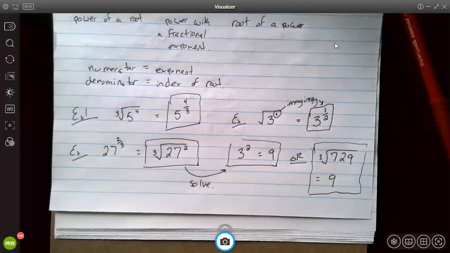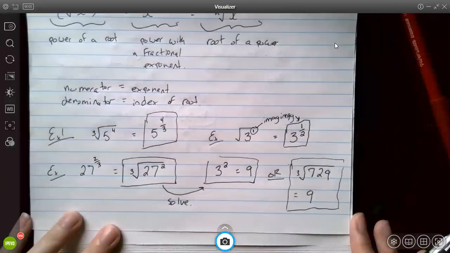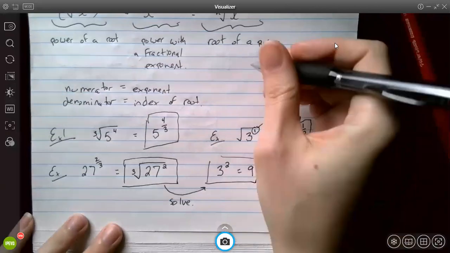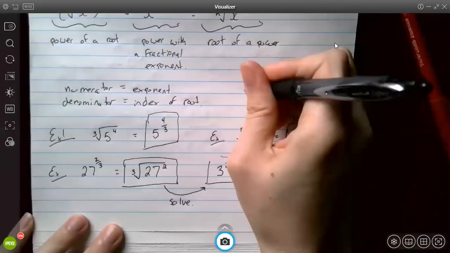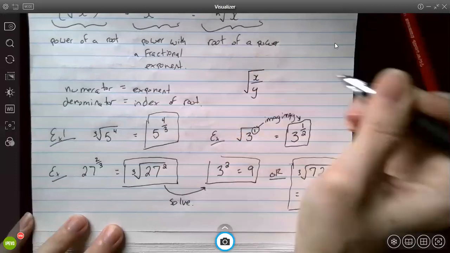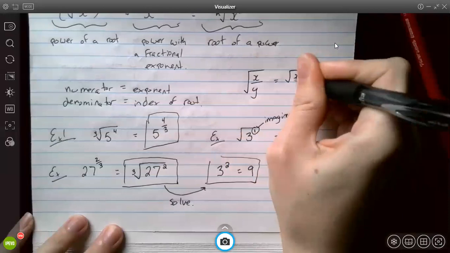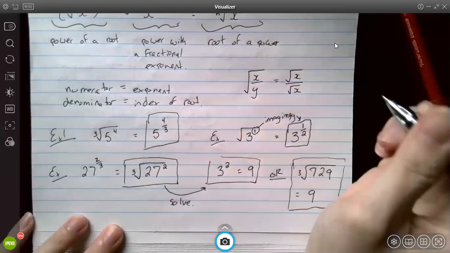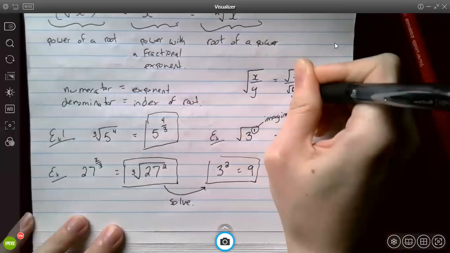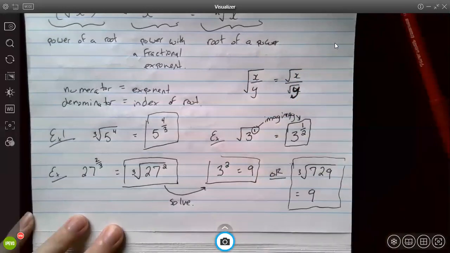The one last thing I do just want to remind you of, and it's actually a rule that we learned in grade 9, is that if you have the root of a fraction, that is the same as doing the root of the top over the root of the bottom. Okay, so you can separate it like that.